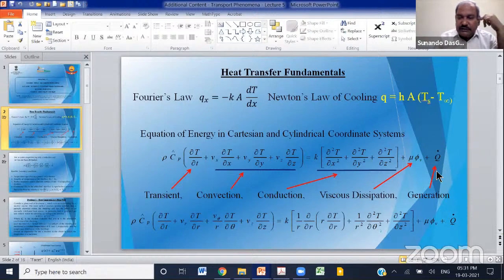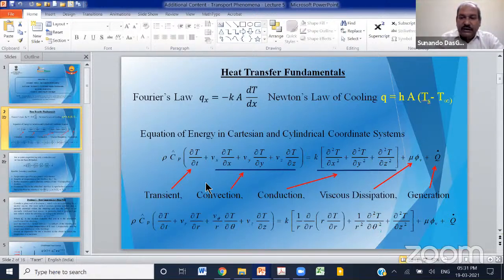For example, if it's a flow of current through an electric wire, then that's going to generate some amount of heat. So this is the entire equation for heat transfer when we consider transient, convection, conduction, viscous dissipation, and generation. And this is the form of the same equation for the case of a cylindrical coordinate system.